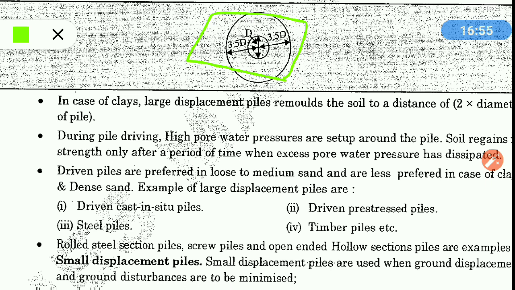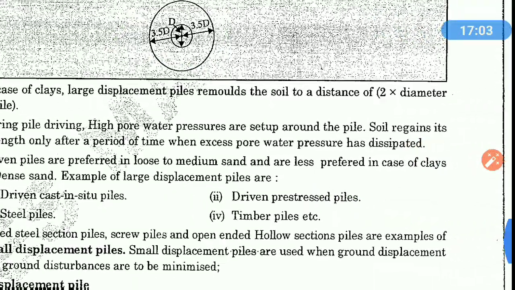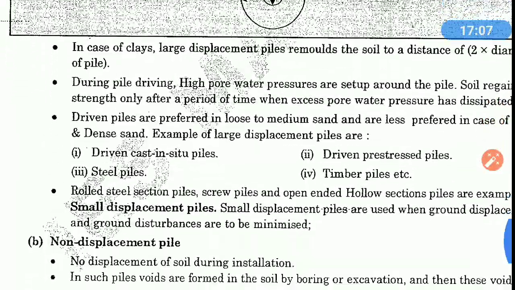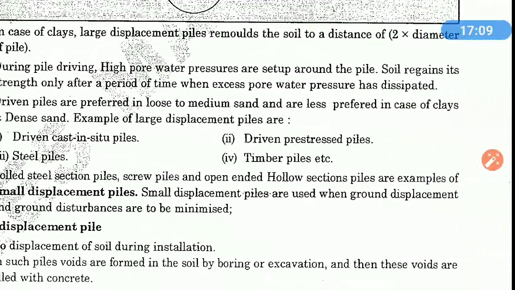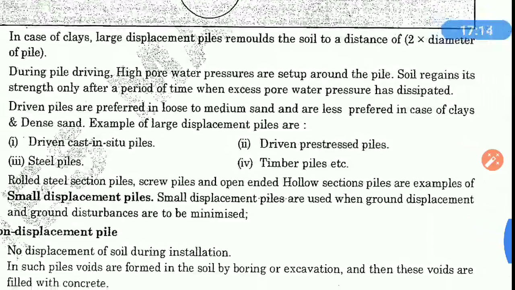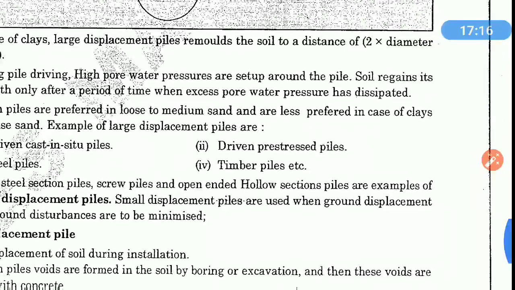In case of clay, a large displacement pile disturbs the soil to a distance of 2 times the pile diameter. During the pile driving, high pore water pressures are set up around the pile. Soil regains its strength only after a period of time when the excess pore water pressure has dissipated.